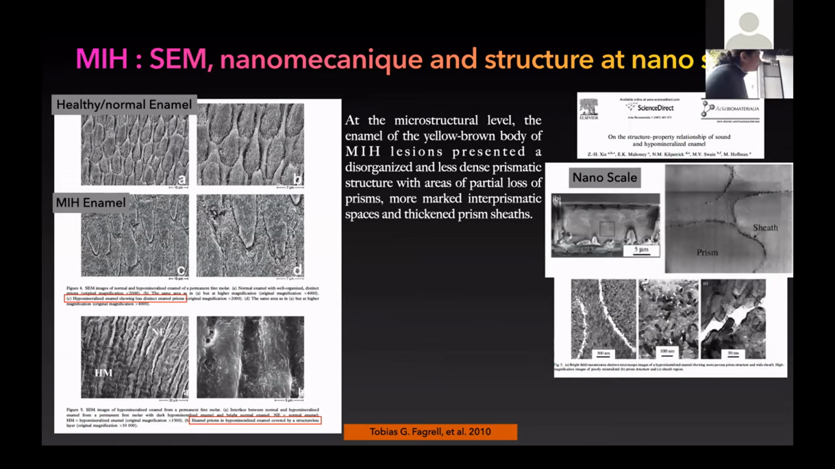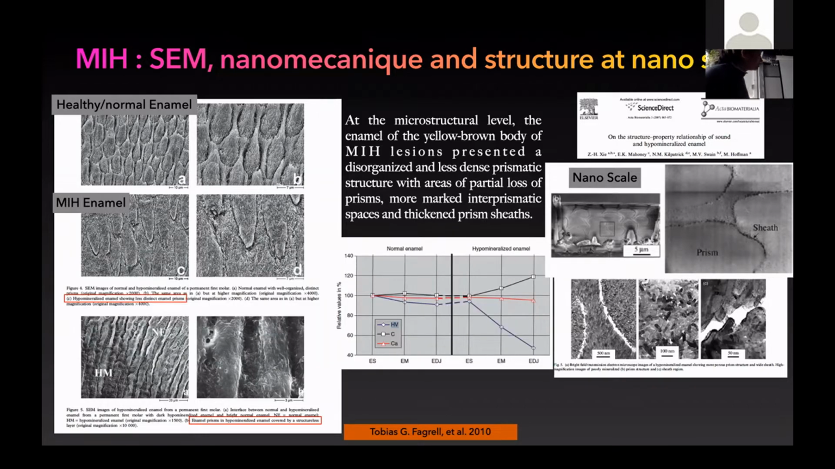At nanoscale, you can see the sheath structure around the prism is electron dense. Physiologically, we have this sheath structure, but in this pathology, this sheath structure is more electron dense, meaning that somewhere in this sheath, we have the organic content.